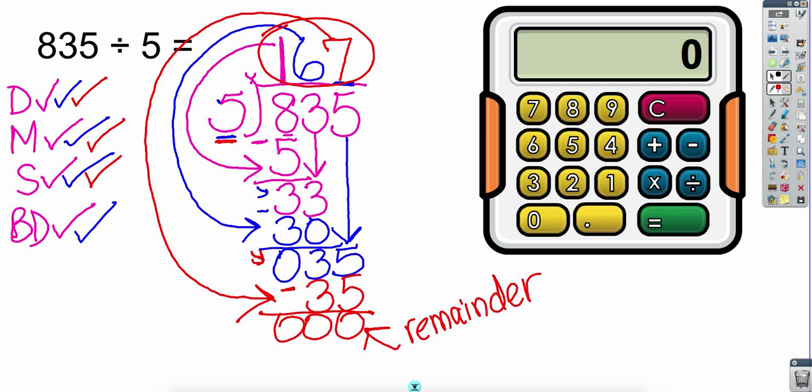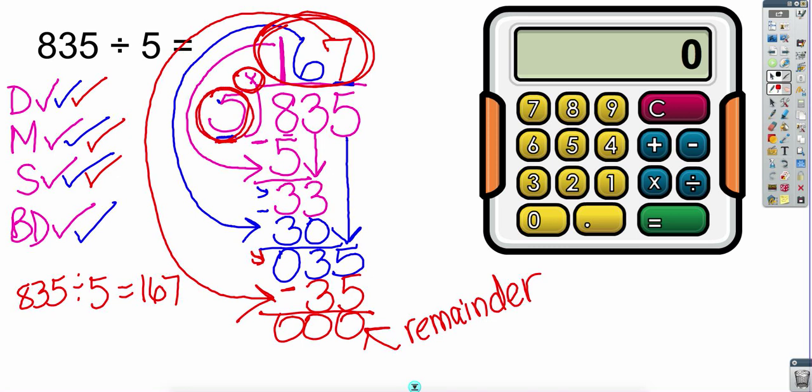So 835 divided by 5 equals 167. And I'm going to check my work by using multiplication. How do we do that? You take your quotient, which is 167, and multiply it by 5, your divisor, and that should give you the number inside your house. So 167 times 5 should be 835. I'm going to use my calculator here to figure that out.